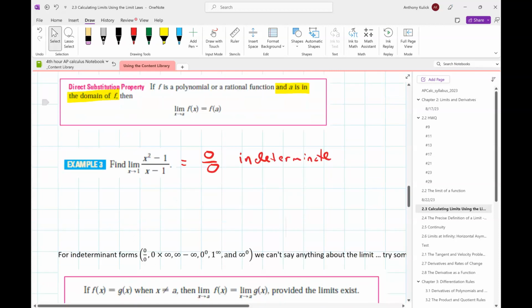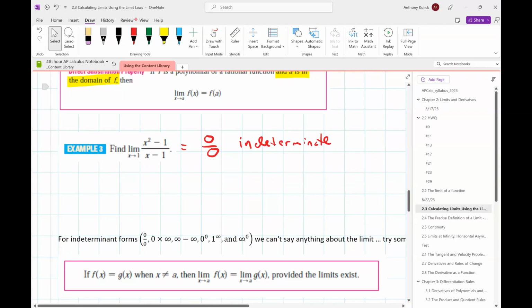There are actually 6 indeterminate forms. We'll talk a lot more about this in a future chapter. Those 6 indeterminate forms are 0 over 0, 0 times infinity, infinity minus infinity, 0 to the 0, 1 to the infinity, and infinity to the 0. Indeterminate does not mean undefined.